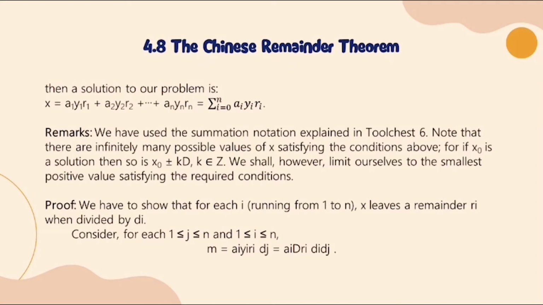Proof: we have to show that for each i running from 1 to n, x leaves a remainder ri when divided by di. Consider, for each j greater than or equal to 1 and less than or equal to n, and i greater than or equal to 1 and less than or equal to n, m equals ai times yi times ri all over di, which equals ai times d times ri all over di times dj.